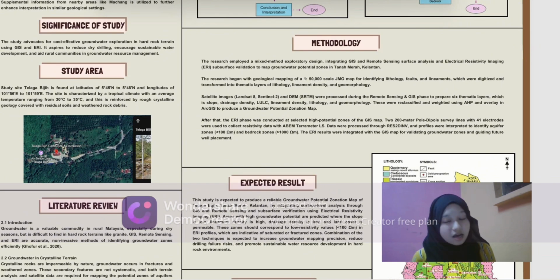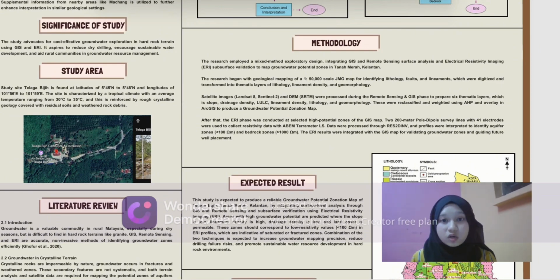So in this study, I apply a mixed method exploratory design, which means I combine both spatial and field-based methods. On the surface level, I use GIS and remote sensing to analyze terrain characteristics like slope, land use, and geological structures. Then I validate these predictions using ERI to see what's happening beneath the ground. By integrating these two approaches, the study aims to more accurately identify and map groundwater potential zones in the hard rock environment of Tanah Merah, Kelantan.